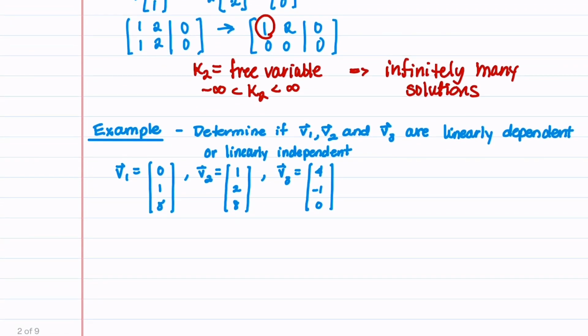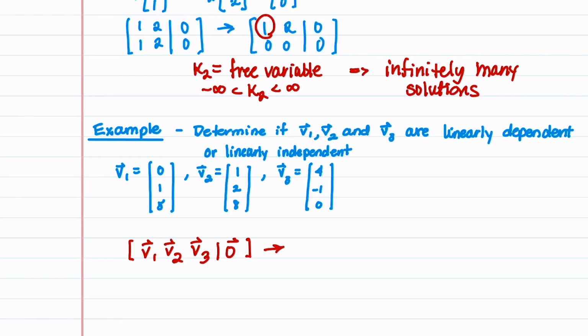Let's now look at an example where we're given a set of vectors and asked to determine if they are linearly dependent or linearly independent. The procedure is going to be that we're going to put our vectors in an augmented matrix like this, and we're going to reduce it to echelon form. And then we're going to check to see if every column has a pivot.